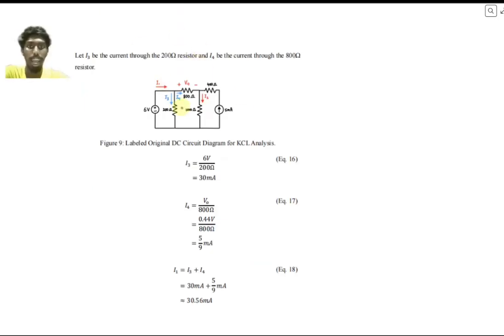Again, we have to find I1. So we used Ohm's law and also KCL to find I1. Current in is equal to current out, so I1 is equal to I3 plus I4. When we calculate using Ohm's law and KCL, we get 30.56 milliamperes. That's all from me. Thank you very much.